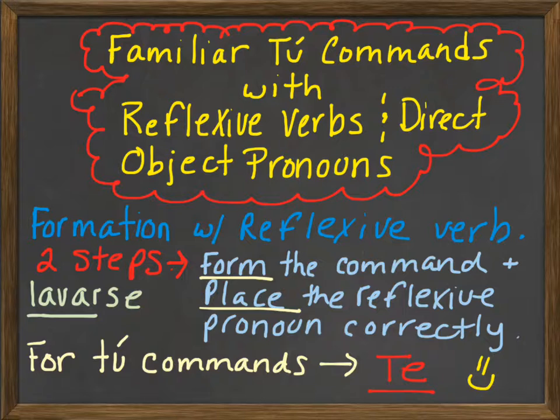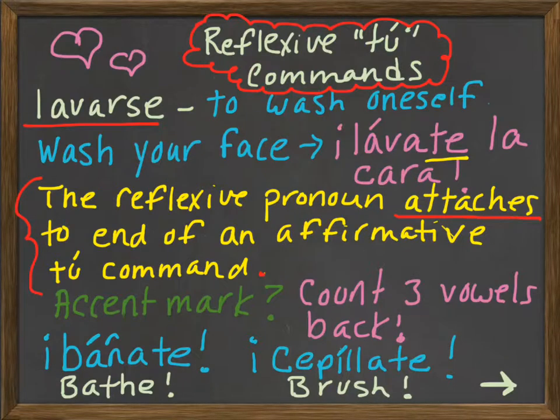The next thing you're going to do is place the reflexive pronoun correctly. Okay, so since we're always going to be dealing in this video with tú commands, your reflexive pronoun is going to be te. So that's why I wrote that right here, te. For affirmative commands, this is always going to attach to the end of your command. So this se right here is going to change into a te when you make your command. Okay, but let's look at our next slide and I'll show you.